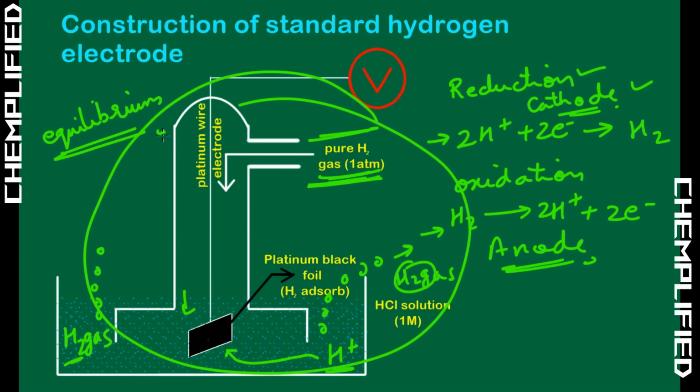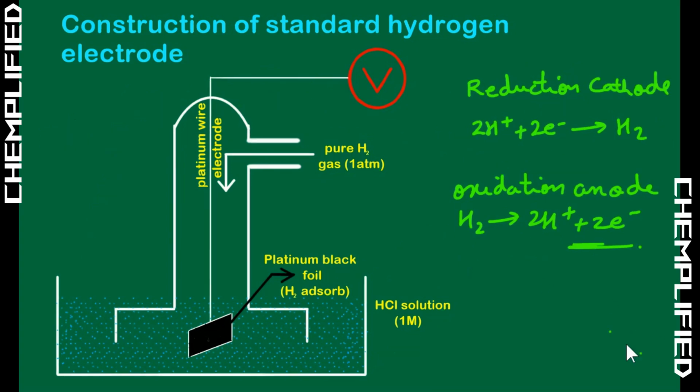Now we have established an equilibrium. Now what happens when equilibrium is established? The system is under the condition of equilibrium, which means the amount of hydrogen gas entering the solution is equal to the amount of hydrogen gas coming out of the solution in the form of bubbles, right?